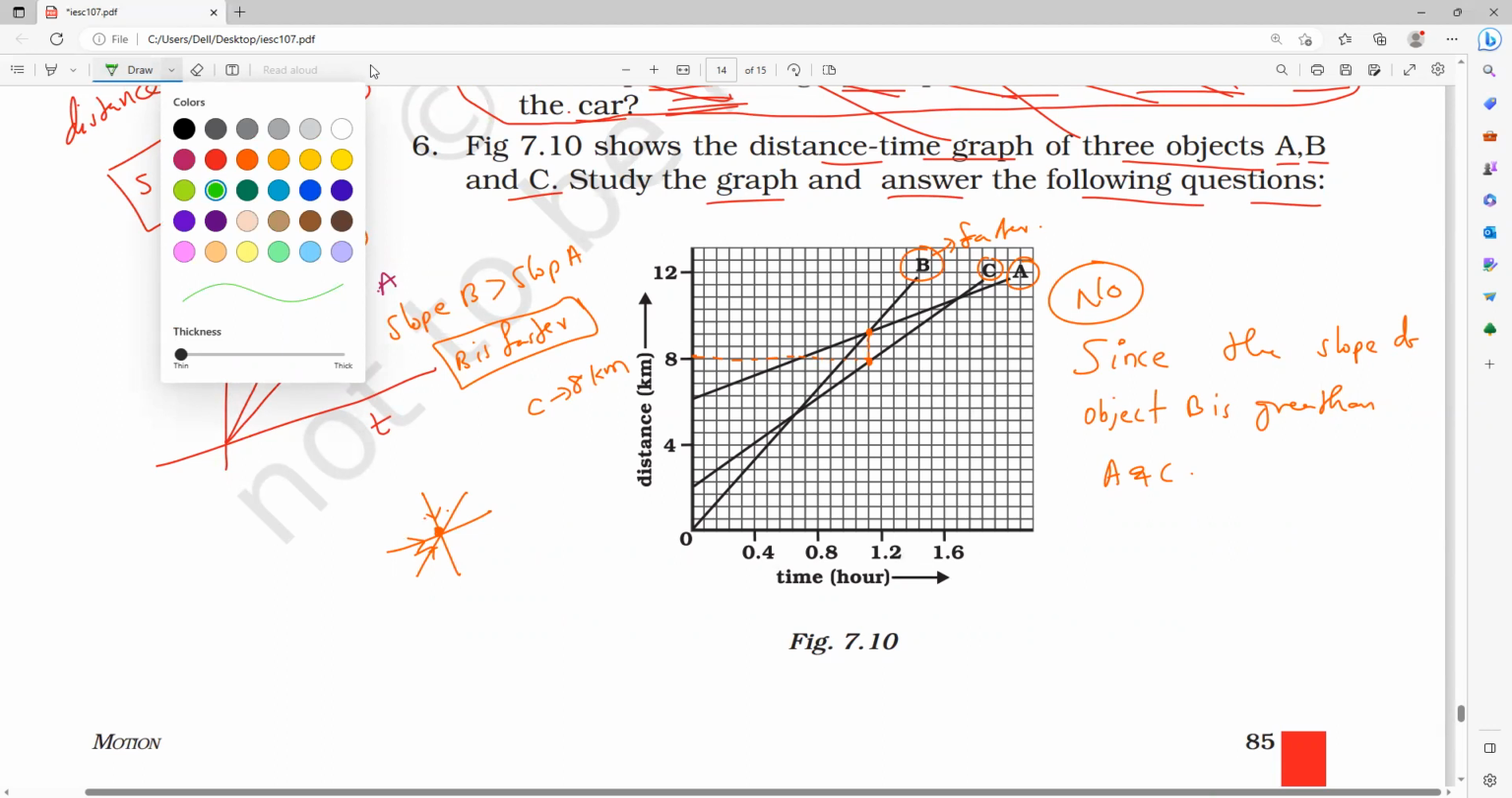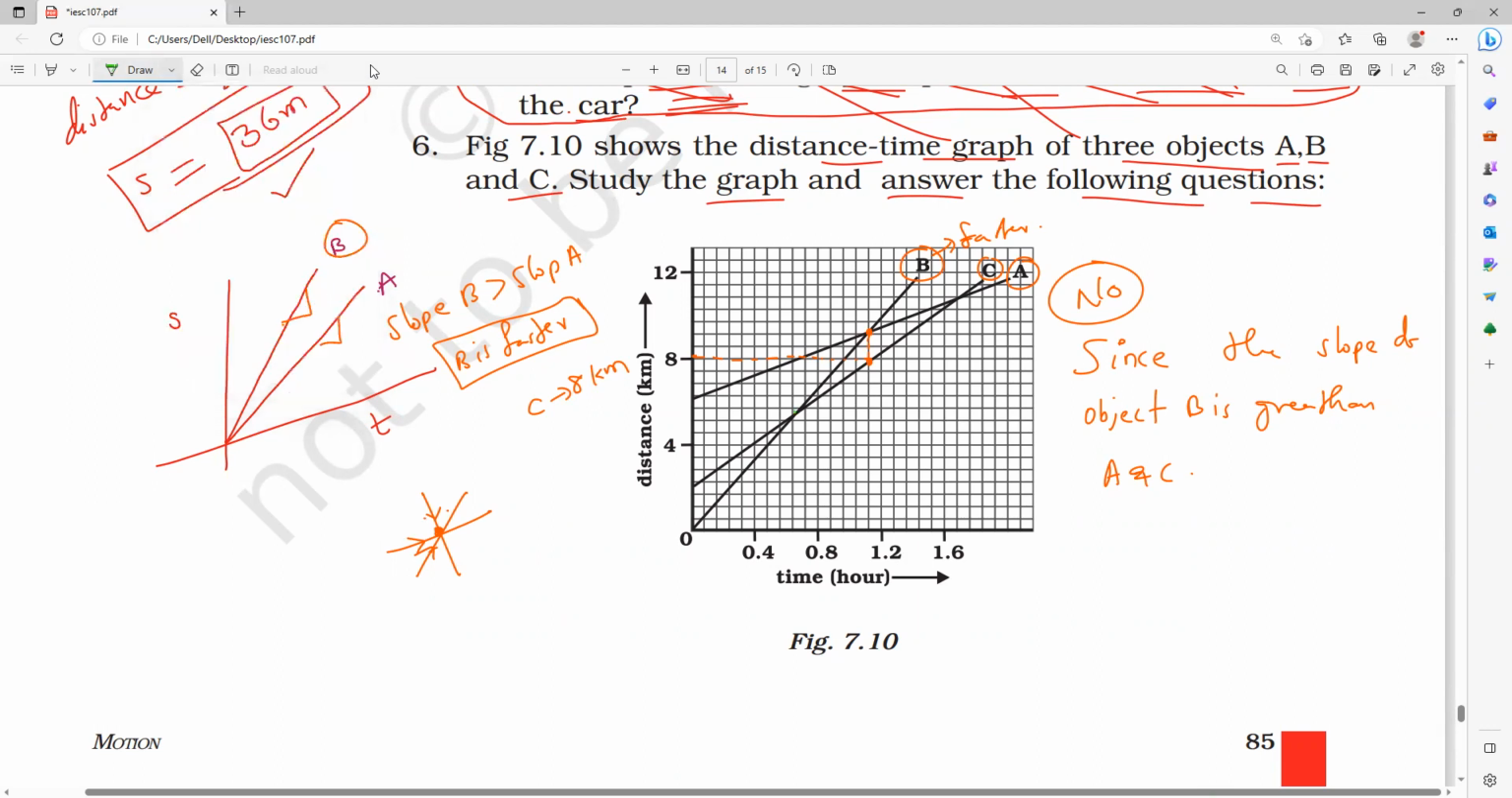Have you noticed it here? B and C, 5.5 kilometers. You can check it here. This is the point where they are meeting. Yes or no, guys? All of you understood? Now, how many boxes?